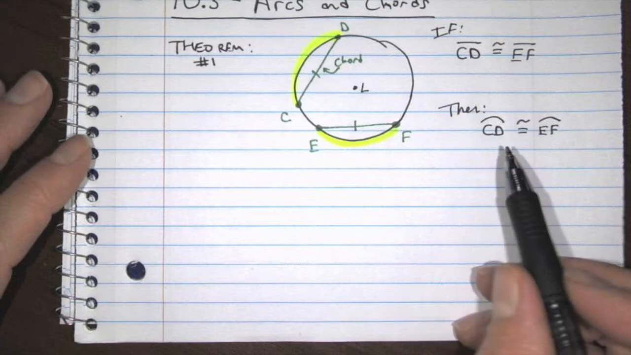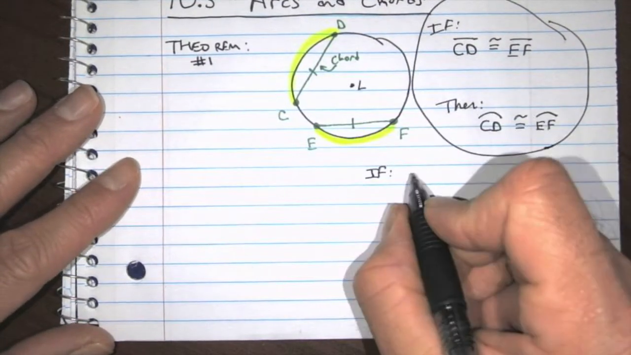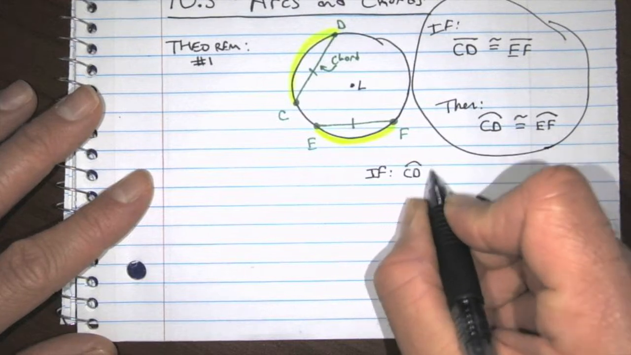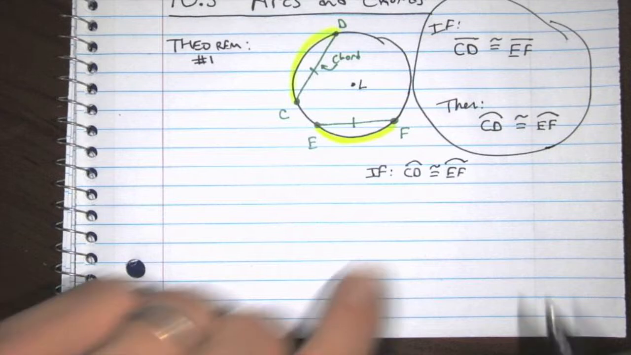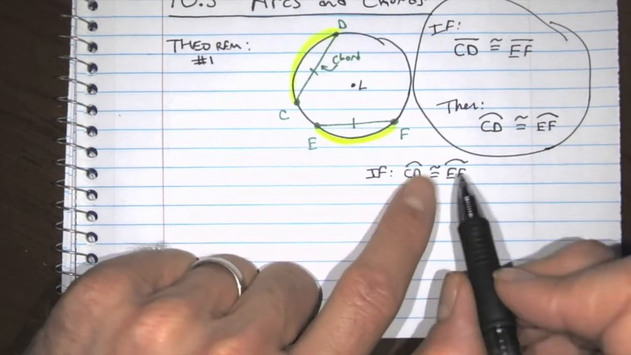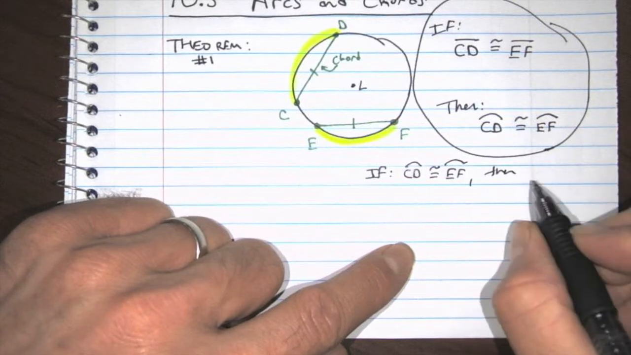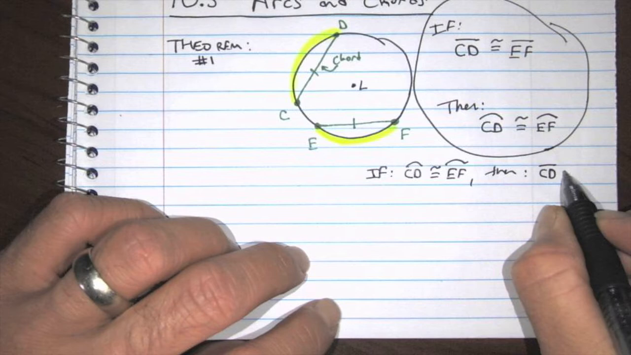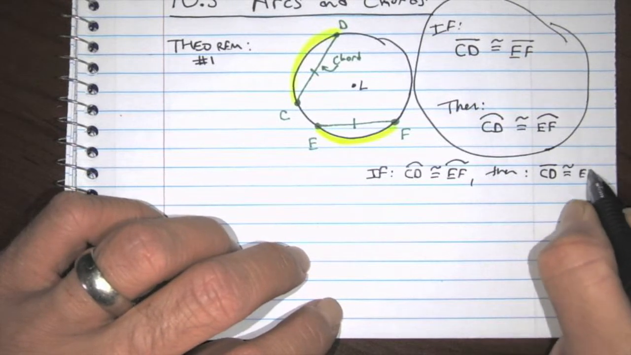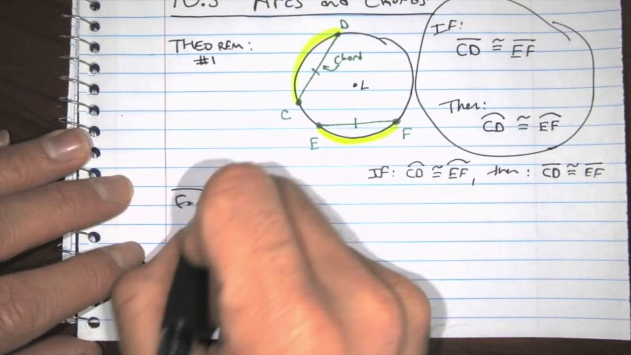And you could also go backwards on this one, folks. Let's get another one going. If arc CD is congruent to arc EF, once again, you could go backwards. You could start with the arcs. If these 2 yellow arcs are the same, then you are allowed to say that the chords are congruent. Chord CD is congruent to chord EF. That's the first theorem, folks. Pretty simple, pretty easy.